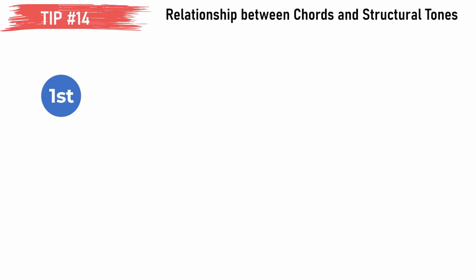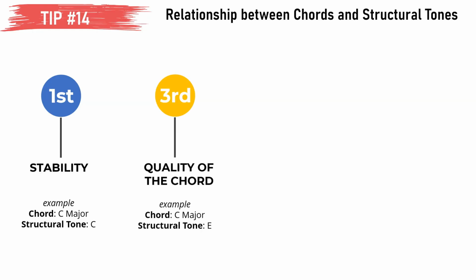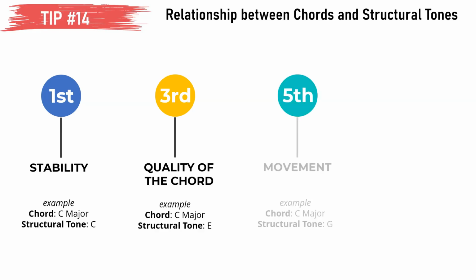Use the first note of the chord as a structural tone if you want to emphasize stability. Use the third note if you want to emphasize the quality of the chord you are using, major or minor. Use the fifth note if you want to give a movement to the melody. Use the seventh note if you want to create instability in the melody.